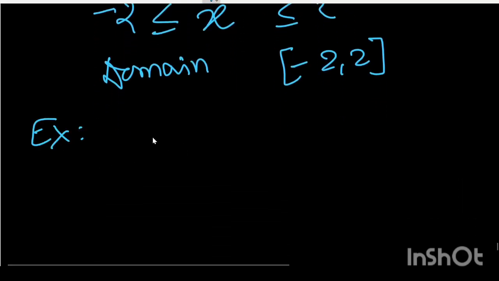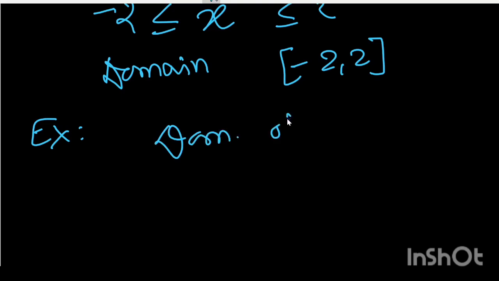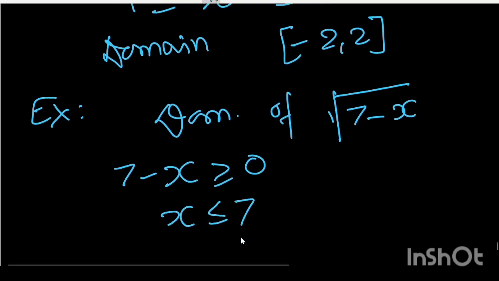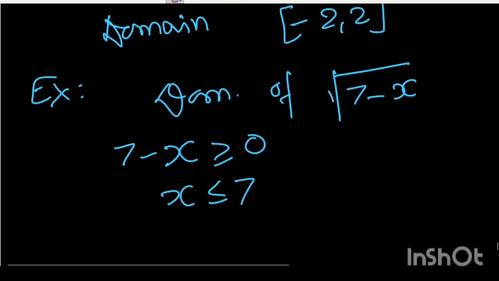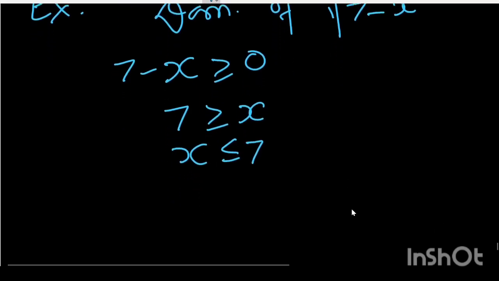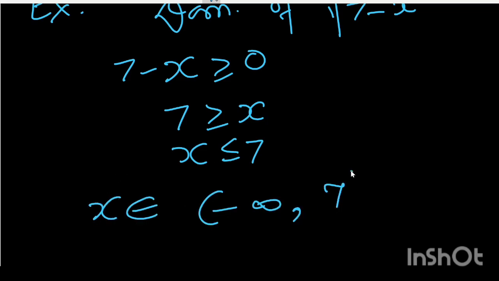Let's take another simple example. The domain of under root of 7 minus x. So we have to apply 7 minus x greater than or equal to 0, so x less than or equal to 7. Okay. So the domain of this under root of 7 minus x is x belongs to minus infinity to plus 7, 7 included. That is the domain.